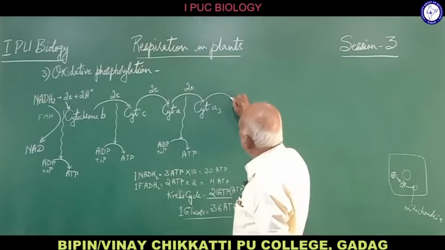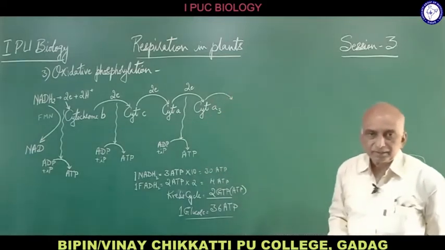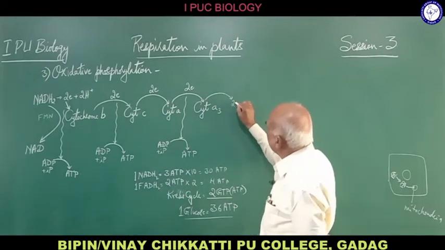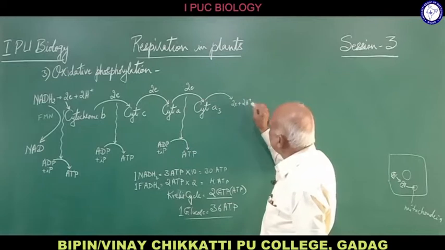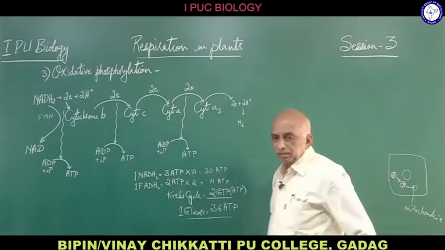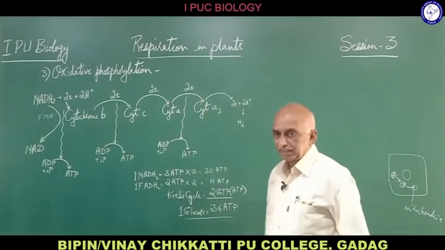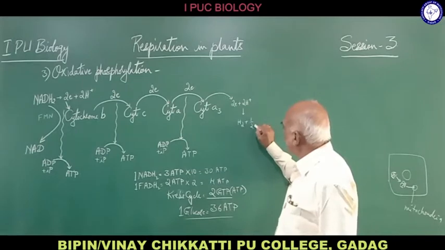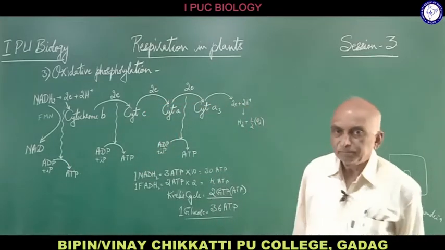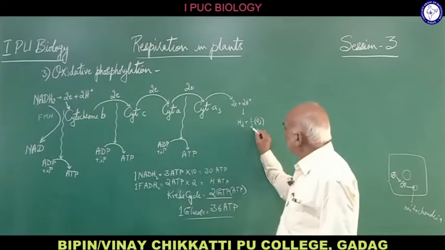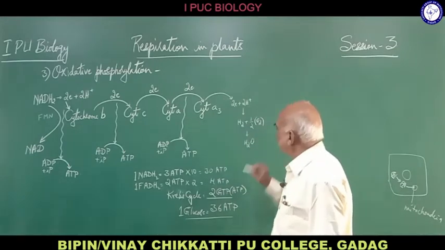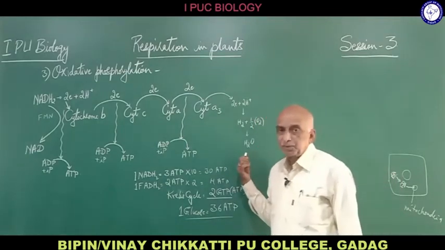So here the electrons, after cytochrome A3, what is the fate of the electrons? Where do they go? These 2 electrons again combine with the hydrogen ions to form H2. This H2 which is formed is not hydrogen gas. It combines with half an oxygen, a single O, nascent oxygen. When it combines with O, it produces H2O. So H2 plus O will produce H2O. That is how water is produced in the oxidative phosphorylation.